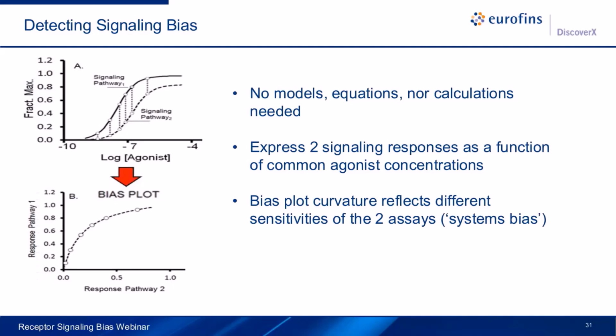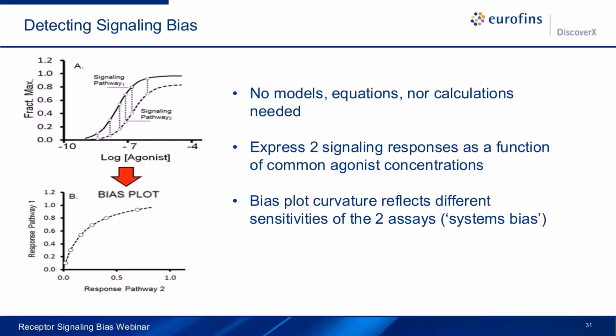called a bias plot. So all I've done here is I've taken the common concentrations and said the concentration that produced this much response in pathway 2 gives me that much response in pathway 1, and we get this curved plot. The fact that it's curved does not mean bias. All that might mean is that the pathways are different. For example, we all know that cyclic AMP assays are more efficiently coupled than beta-arrestin assays.